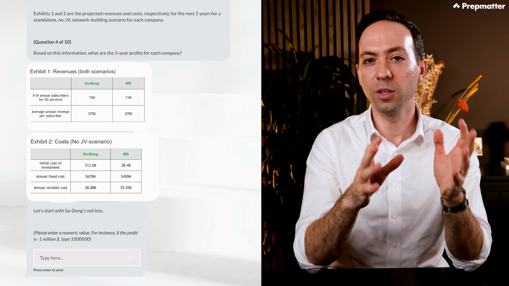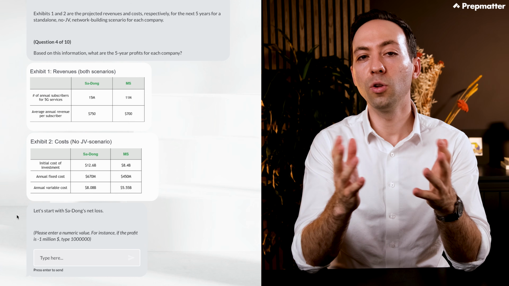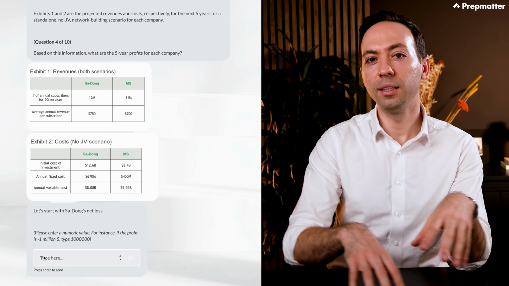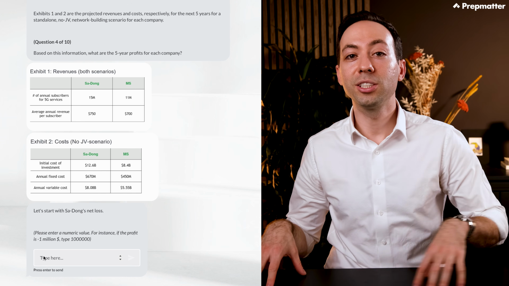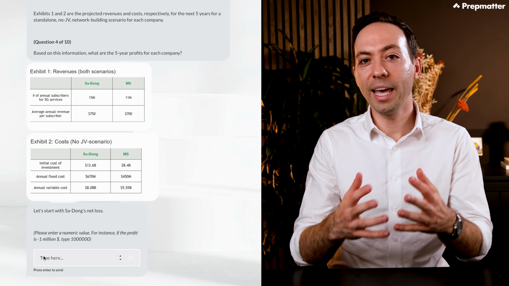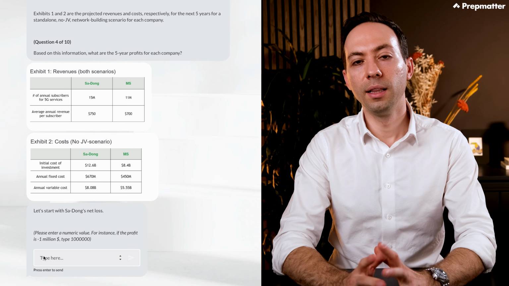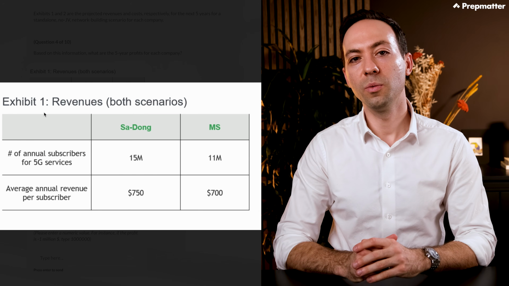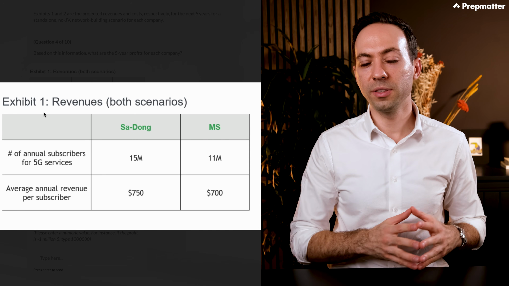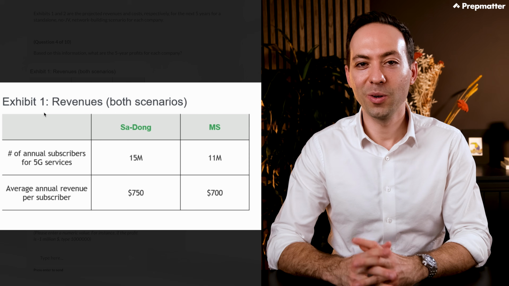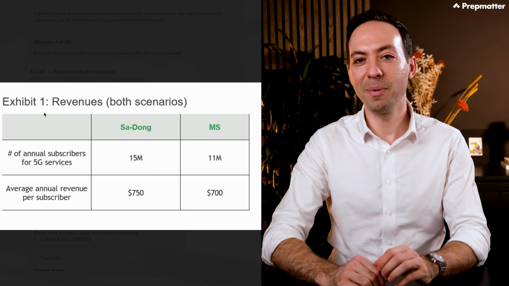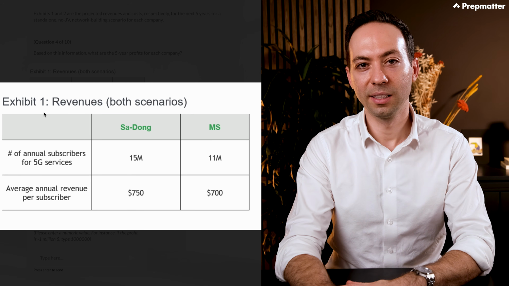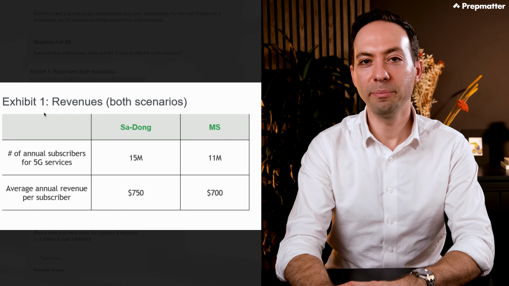We need to quantify Sadong's net loss in 5 years in the no JV scenario. I'll calculate Sadong's annual profits, then multiply by 5, and deduct the initial investment costs. To calculate the annual profits, let's start with the revenues. Let's see the first exhibit again. Sadong has 50 million users with an annual revenue per subscriber of $750. We're allowed to use a calculator, so let's do the math. 15 million times $750. It's $11.25 billion.